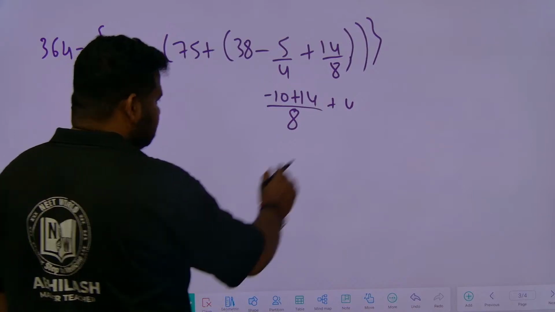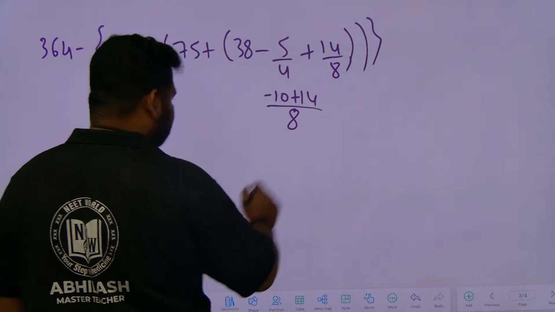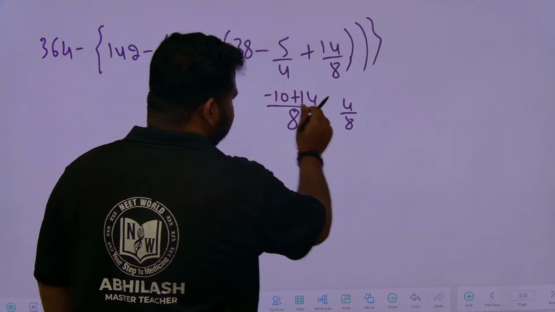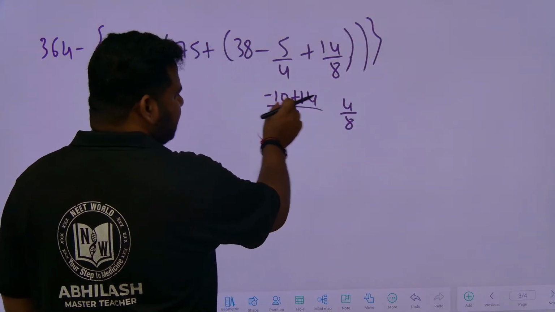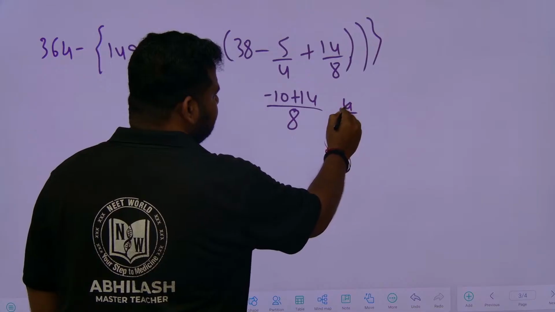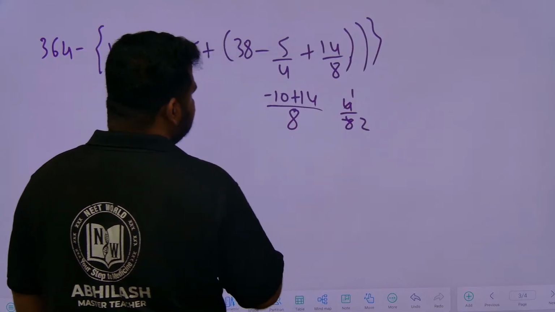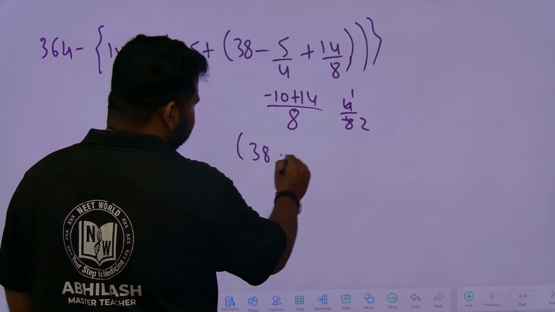Plus 4. I should write plus 4. So this will become what? 4 by 8. Okay, minus 14 plus minus 10 is what? I'll get plus 4. 4 by 8 is what? 4 1s are 4, 2s are... So I'll get what? 38 minus 1 by 2 I'll get.